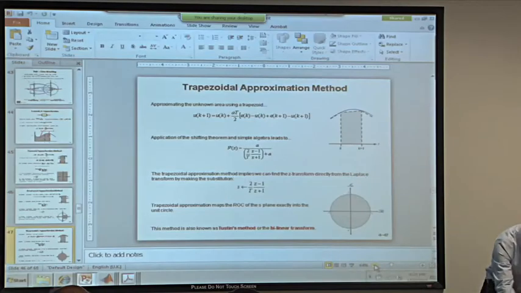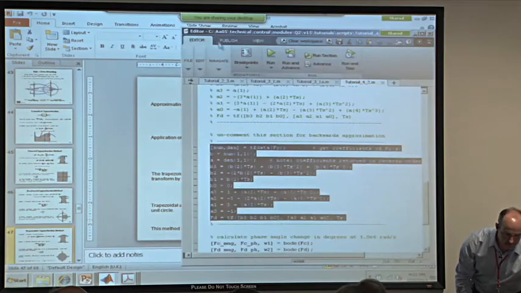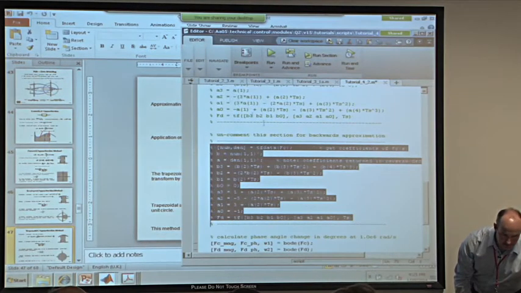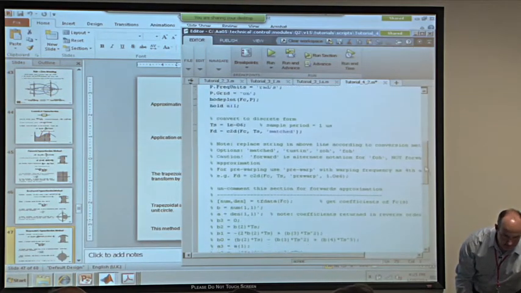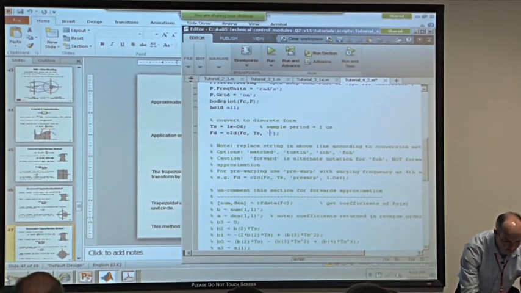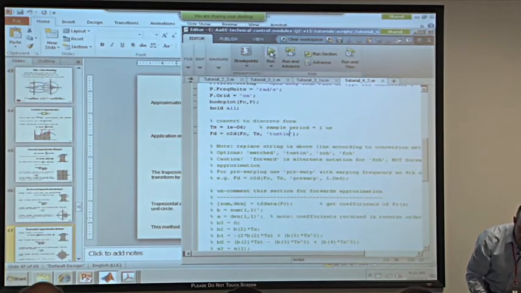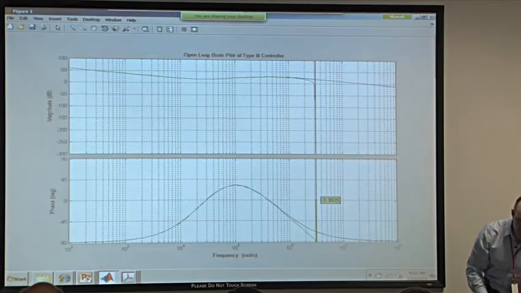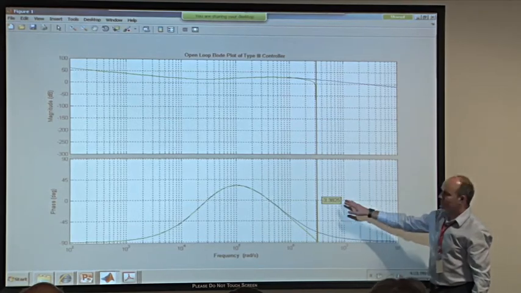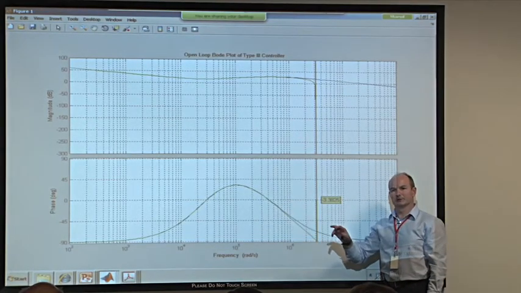It performs well enough that the MathWorks have troubled themselves to create a script for it, and that script is simply invoked by replacing the keyword matched with Tustin. And when we run it, we get what I regard as not bad performance. It's only 3.4 degrees of phase lag at the frequency that we've been measuring. It's pretty good. Okay?